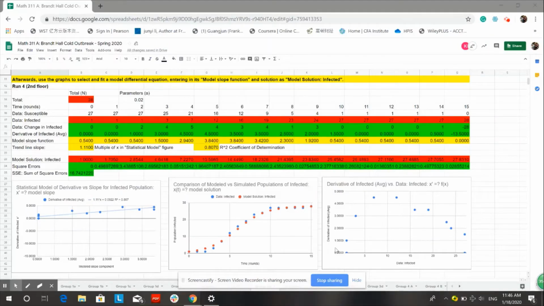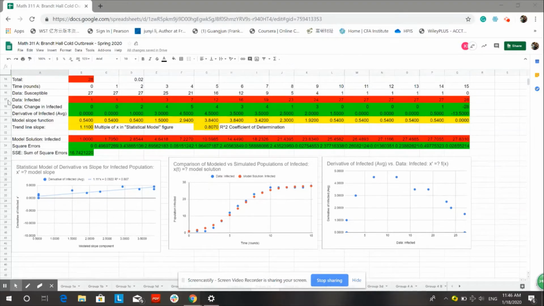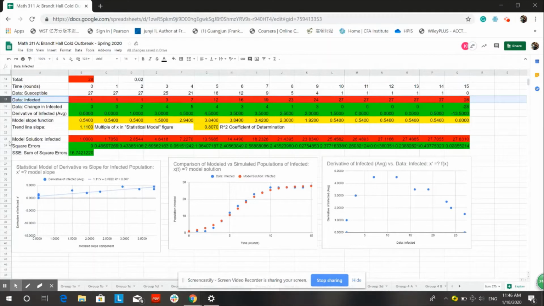This is Frank, and I'm going to talk about part B of the project, which is about choosing a number for the parameters and also for the R-squared coefficient of determination. The method we use is pretty simple. First of all, you plug in a couple of numbers to find out if the numbers in the data infected are close to the numbers in the model solution infected. Another apparent way to show it would be to just see the graph right there.